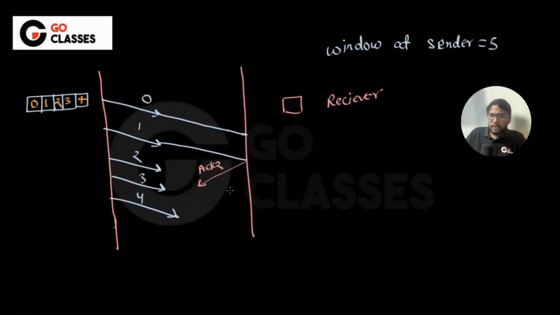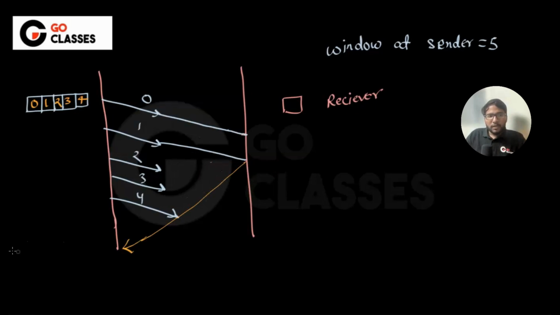Now it will be traveling. This ACK2 that we are sending will be traveling, and after some time it will be reaching the sender, right? Maybe I can use a different color here. So this ACK2 will be reaching after some time. I hope you understood.